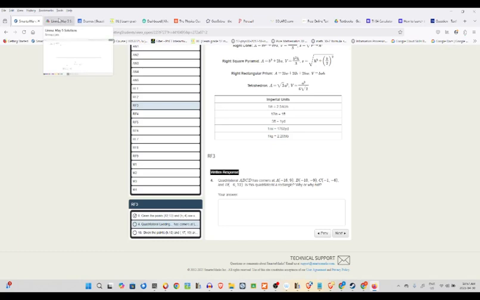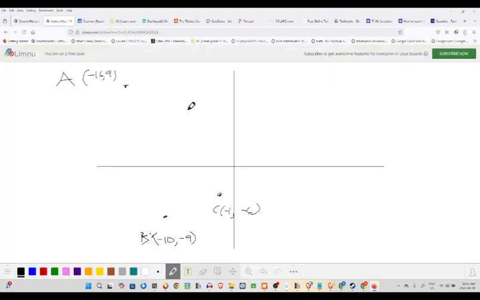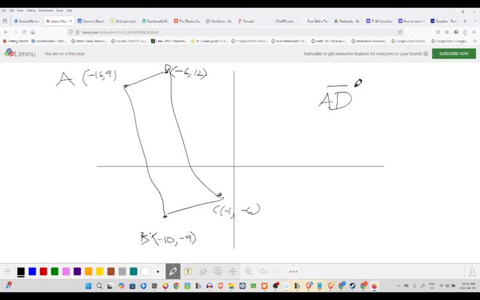And D is negative 6 and 12. So if this is a rectangle, it would be something like this. So if it is a rectangle, side AD would be parallel to side BC.